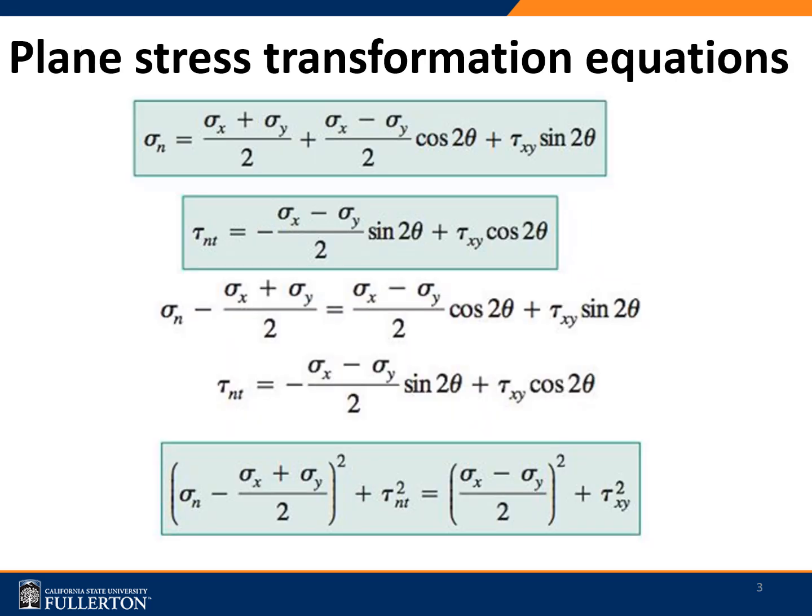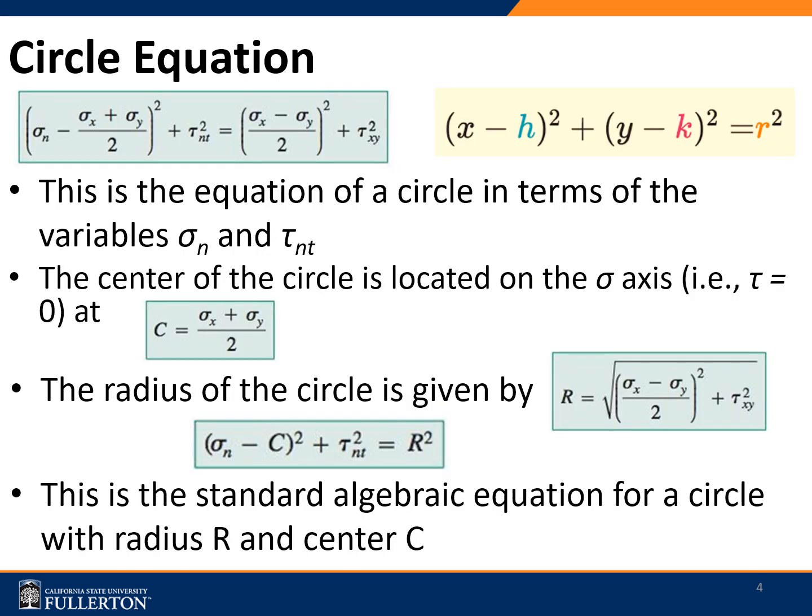Now, if you take a look at the plane stress transformation equations, we have the normal stress and the shear stress. We could take these two equations, the sigma sub n and the tau sub nt equations, square them, add them, and you get this last equation that you see here. If I go to a circular equation format, we can see that it matches identically with the equation highlighted in yellow: x minus h whole squared plus y minus k whole squared is equal to r squared, which is a standard equation of a circle.